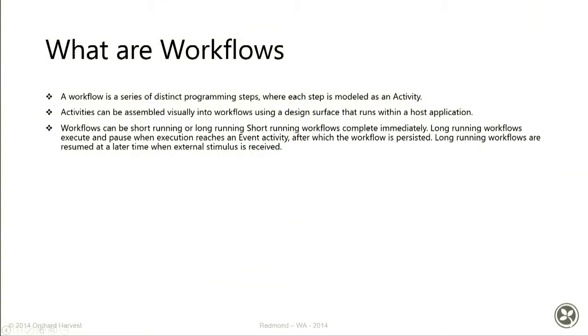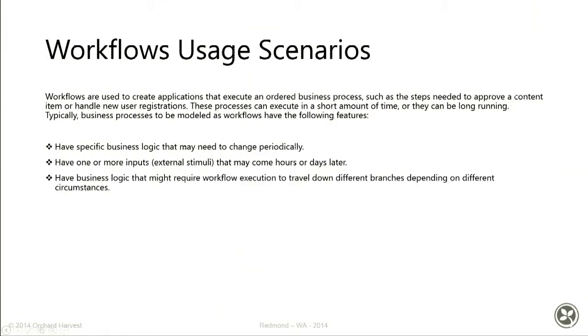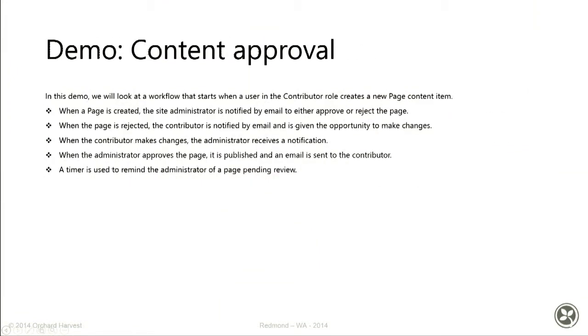So we have topics here. A workflow is a series of distinct programming steps, where each step is modeled as an activity, and the activities hooked together represent a workflow. Orchard has a design service, which most of you have seen, where you can design your workflow and configure it. So let's look at the first demo. It's called content approval.